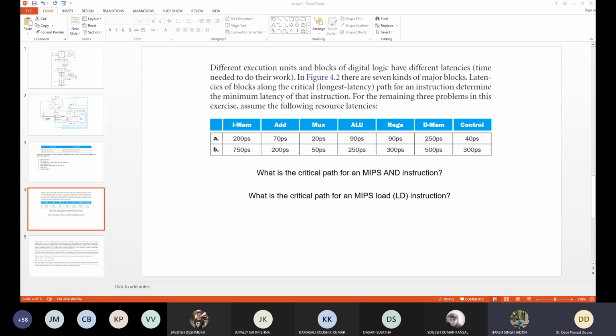We can assume that we are doing it in the minimized way, like time will be reduced. So if you look into it, the latencies of blocks along the critical path, which is basically the longest latency. Critical path means it's the longest latency. From the control unit, I can send control signals simultaneously to all the units, like in 40 picoseconds, all of that will happen. All the controls.